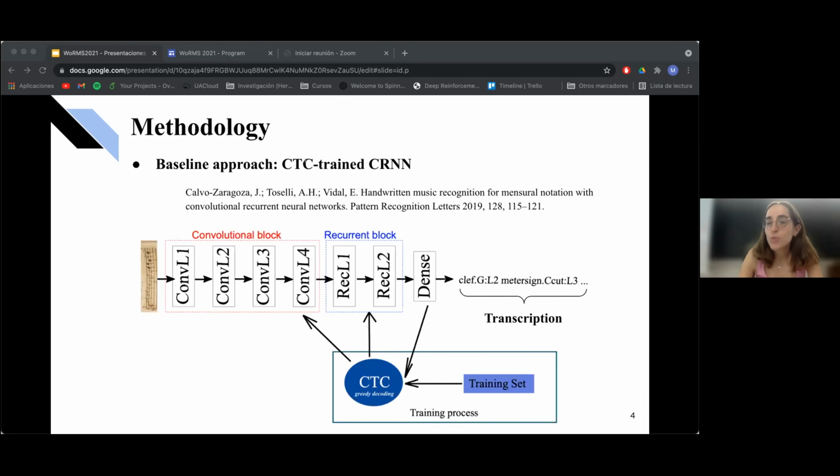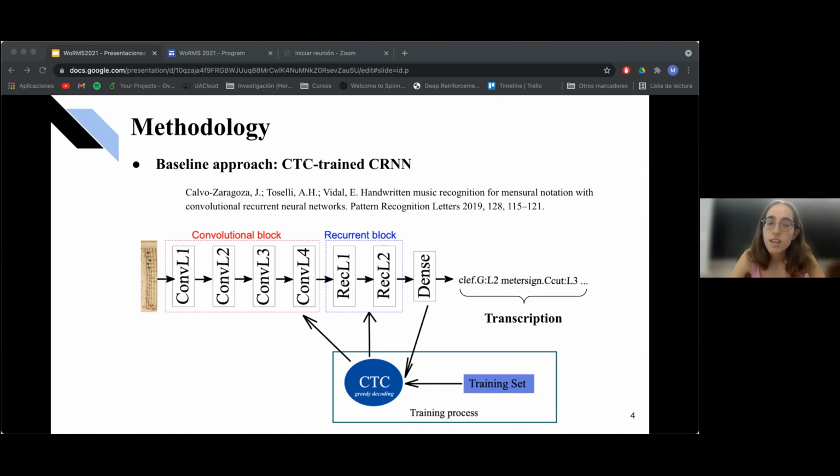To know how we could do this, we must first know the methodology behind the current state of the art. The current end-to-end state of the art in OMR is a model based on convolutional recurrent neural networks, and this type of model has a block of convolutional layers followed by a block of recurrent layers. The convolutional block is responsible for learning how to process the input image, that is, learning the relevant features of the input image so that the recurrent block can interpret these features in terms of sequences of musical symbols.